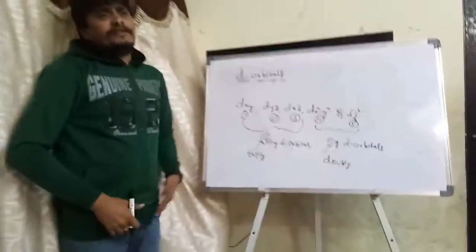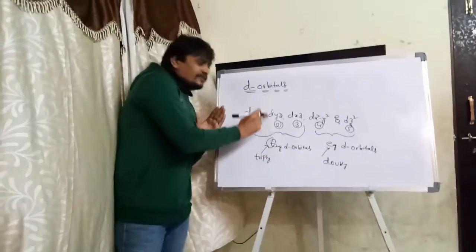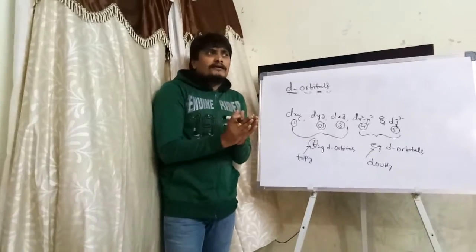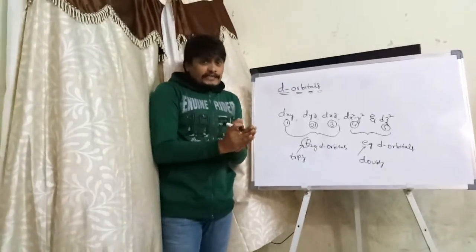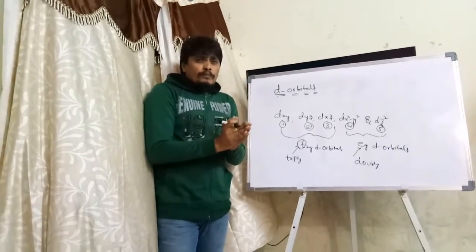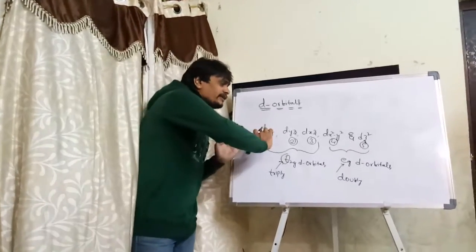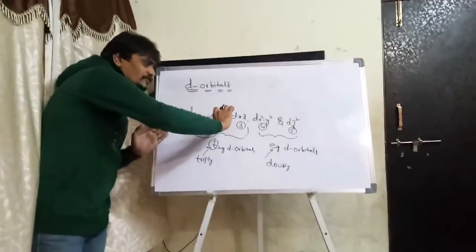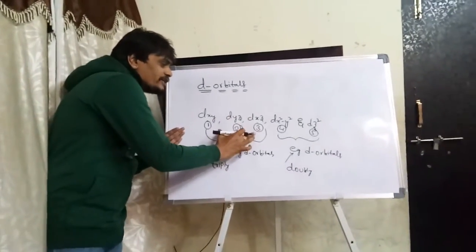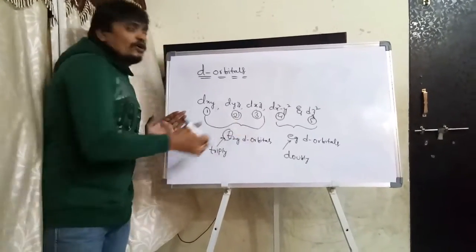What do you mean by degeneration? That is, the energy associated with these 3, first, second and third, is one and the same. That particular concept is called degeneracy. If the energy associated with the orbitals is one and the same, those orbitals are considered degenerate orbitals. Now these are the 3 orbitals which are associated with the same energy. That's the reason this particular class of d orbitals is notated as T2g d orbitals.